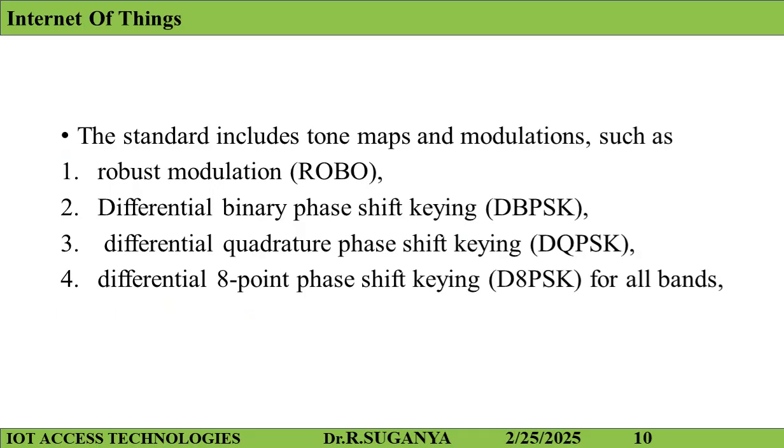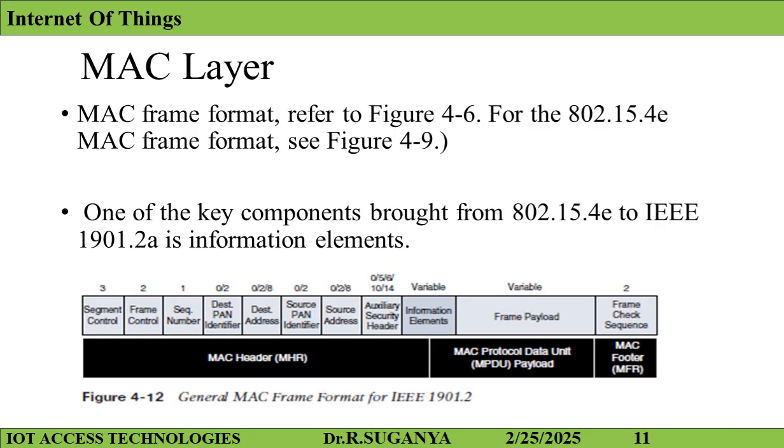The standard includes tone maps and modulation such as robust modulation, differential binary phase shift keying, differential quadrature phase shift keying, and differential 8-point phase shift keying for all the bands. Then we have the MAC layer, the next layer. The MAC frame format is this: segment control, frame control, sequence number, PAN identifier, destination address, source PAN identifier, source address, auxiliary security header, information elements, frame payload, and frame check sequence.